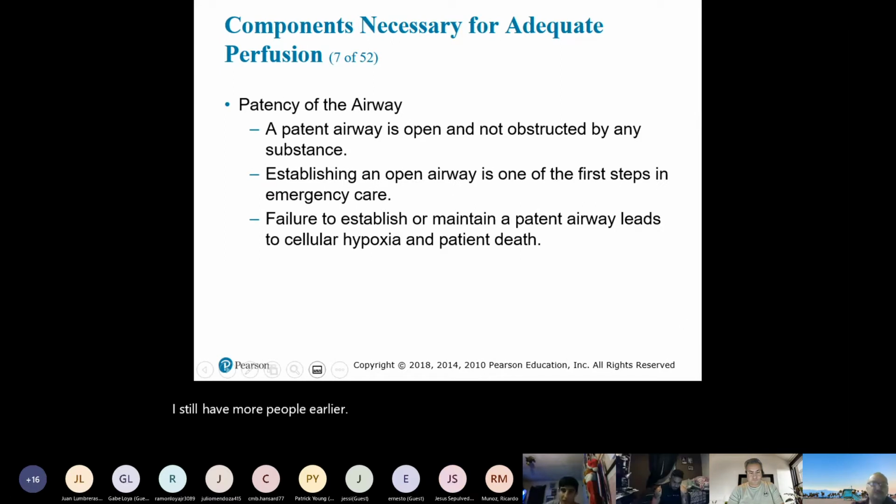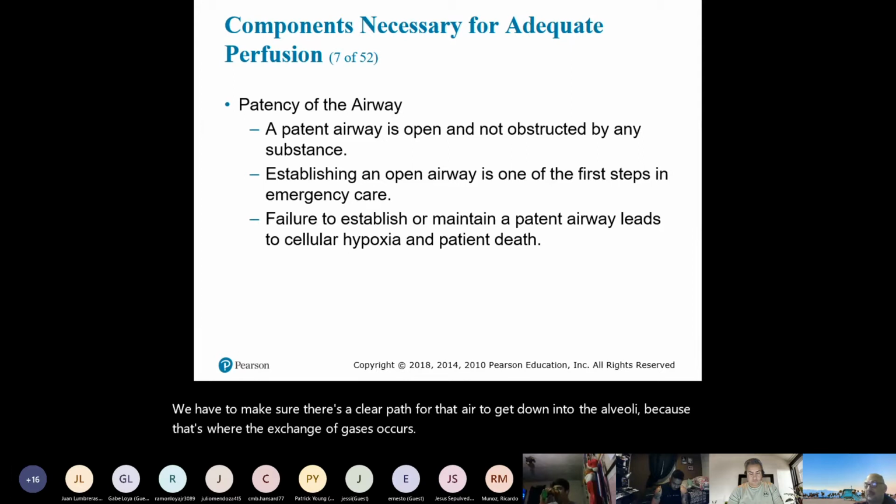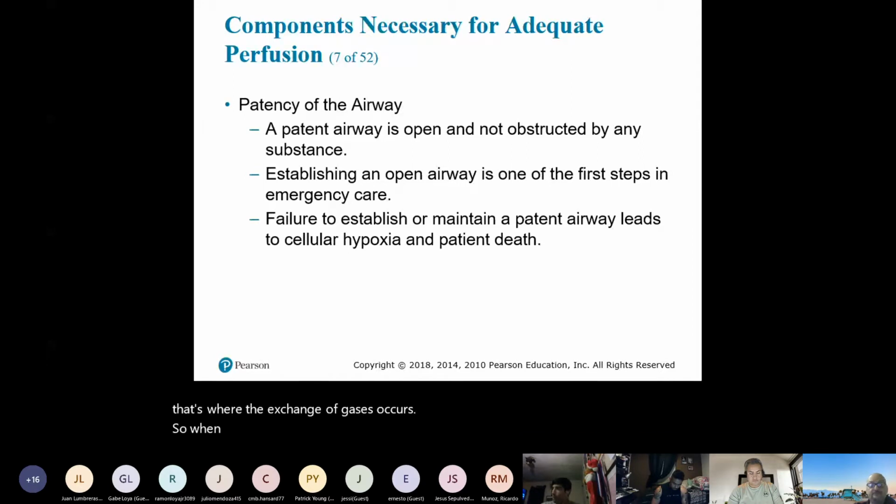All right. So next, the patency of the airway, or making sure that airway is open. We have to make sure there's a clear path for that air to get down into the alveoli, because that's where the exchange of gases occurs. So when we get to an unresponsive patient, we have to make sure they have an open airway.